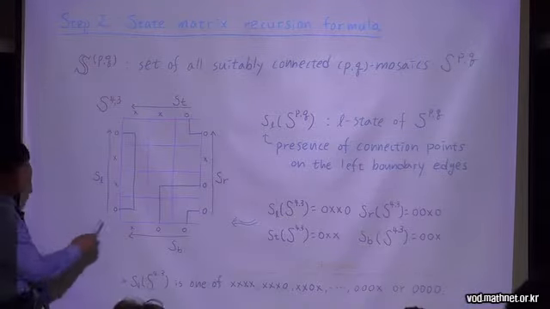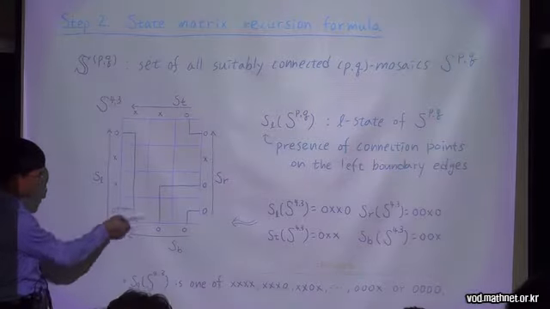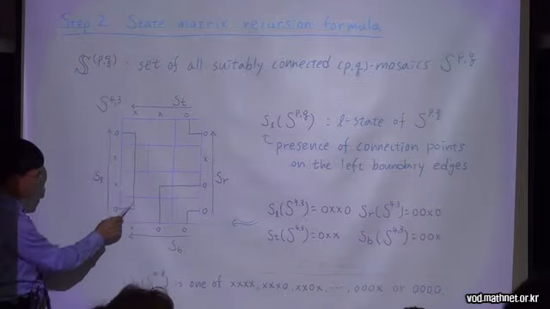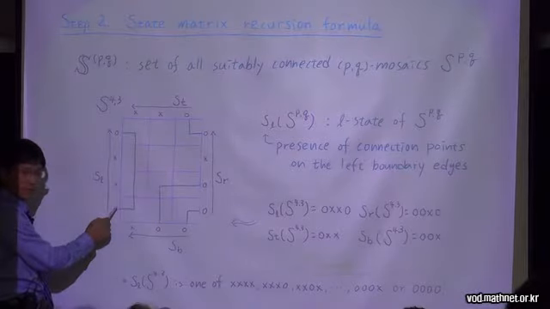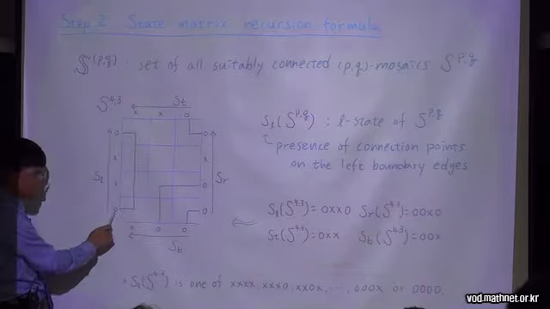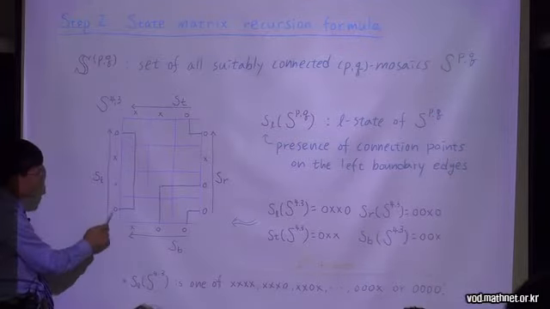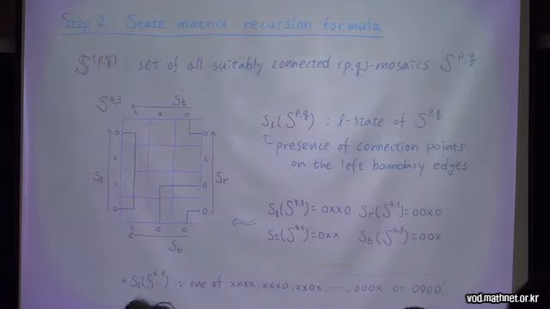For each mosaic tile, look at the edges here. This point is the end of this arc, right? This is called a connection point. So if this edge has a connection point, we note O, and if it doesn't have one, then we note X.